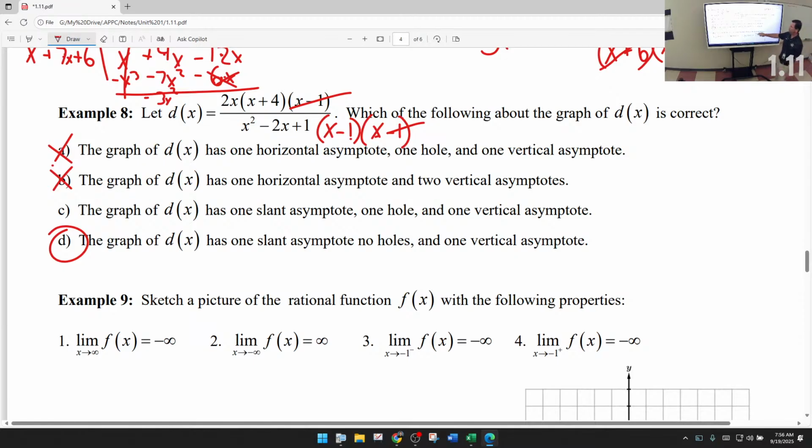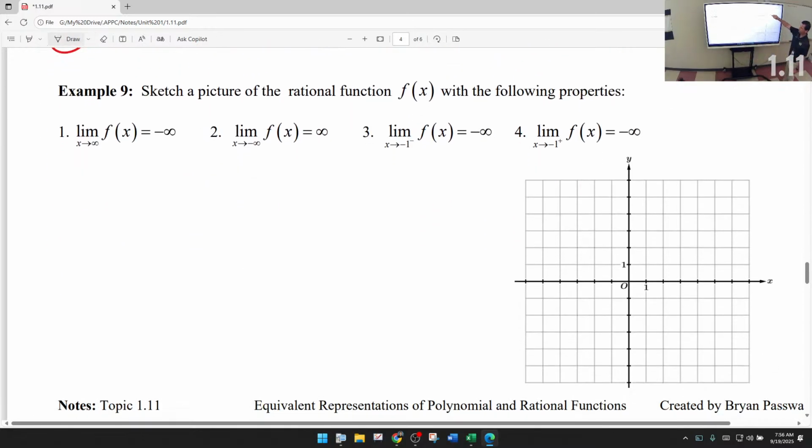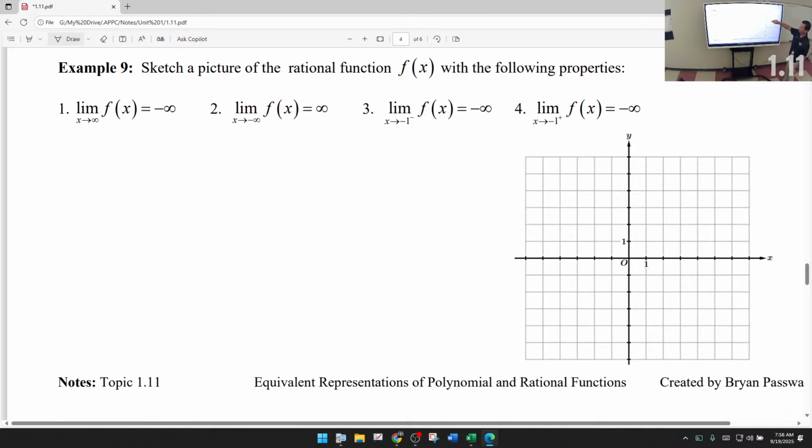Sketch a picture of the following. This might be one of your free response questions. I'll tell you, you'll know what they are by May. But so the limit as x is approaching infinity is negative infinity.